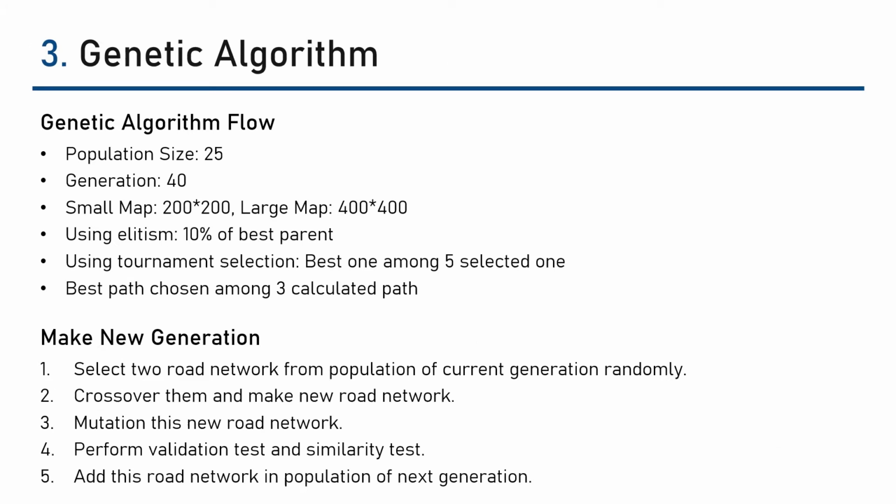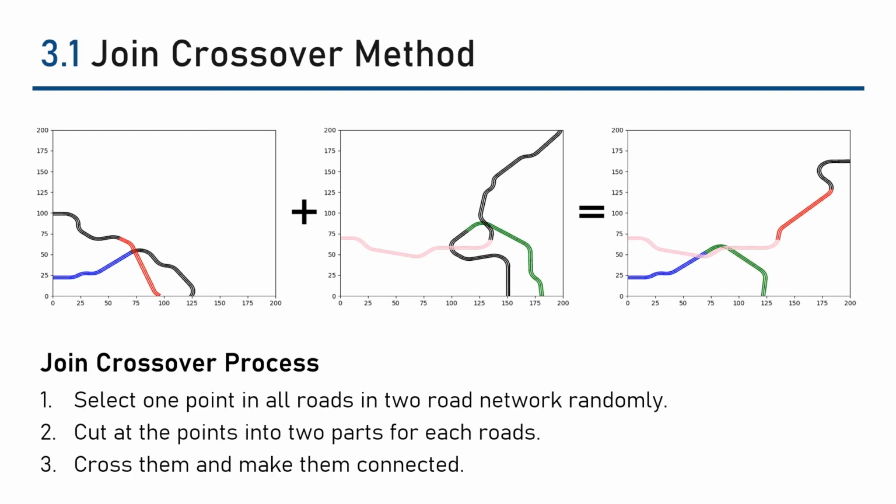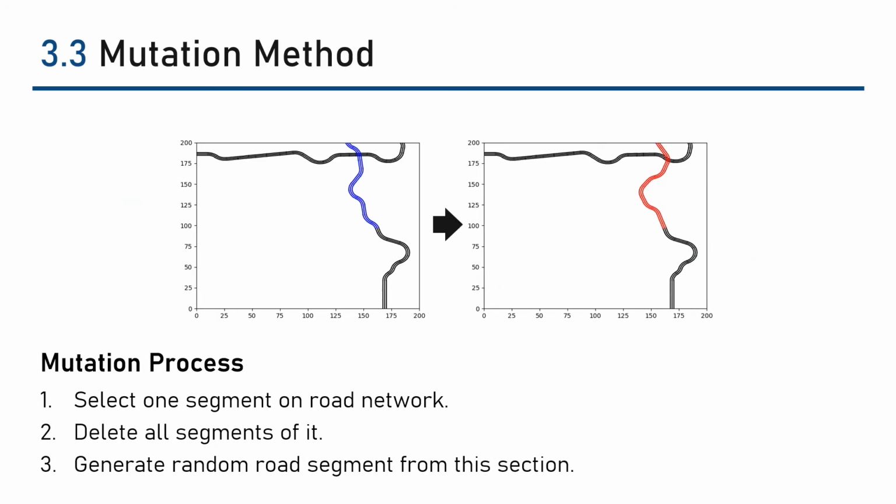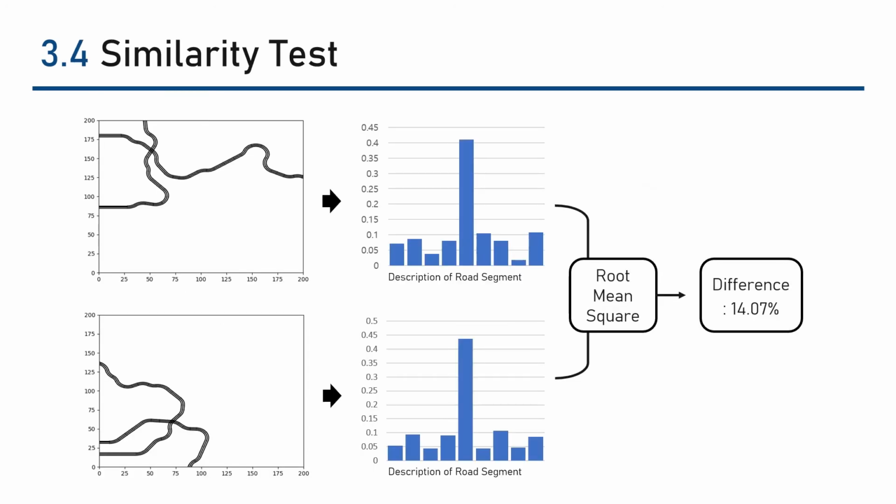Here, using a genetic algorithm, we iterate for each generation with a population size of 25, and the other detailed settings are like this. The first crossover method is join crossover, and this operates like this. Another is merge crossover, and this operates like this. Finally, mutation operates like this. And for the similarity test, we describe its road network as a histogram and calculate the difference between them.